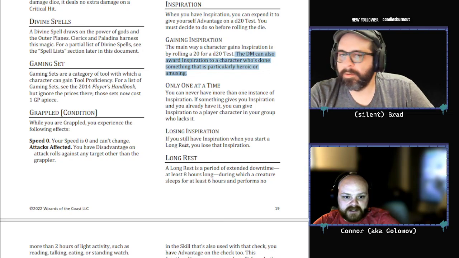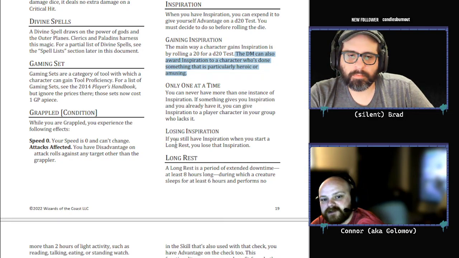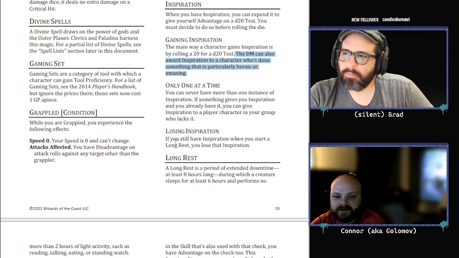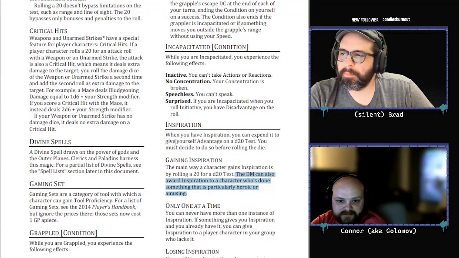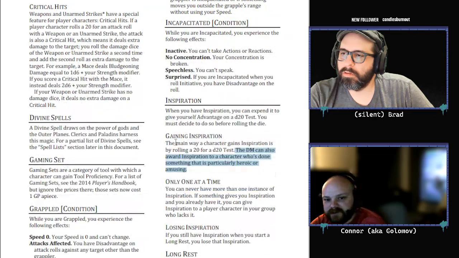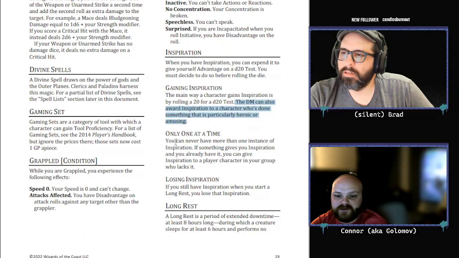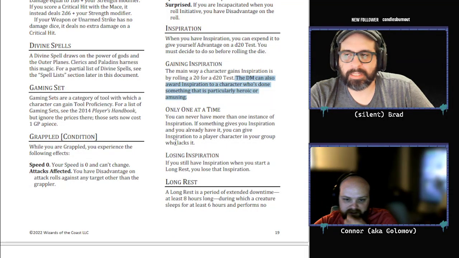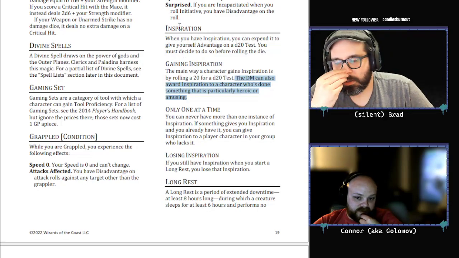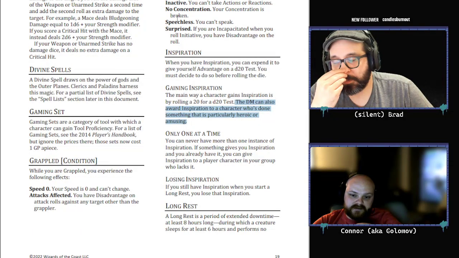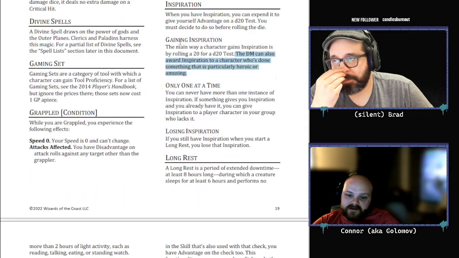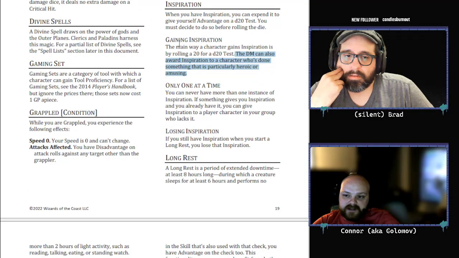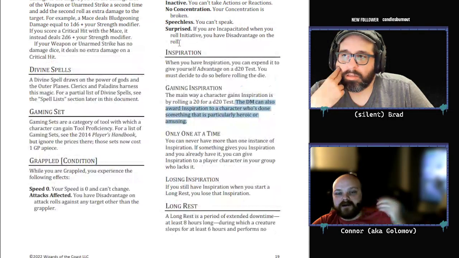Yeah. Incapacitated is: an incapacitated creature can't take actions, bonus actions, or reactions. And yeah, that's the same. So no, the concentration is broken. Can't talk. Right? Yeah. And you have disadvantage on initiative. Yeah, disadvantage. Right, which makes sense. I think that's new. The concentration broken, oh, is that as well? Yeah, and speechless, right? So technically, incapacitated. Yeah, I got knocked out by this.